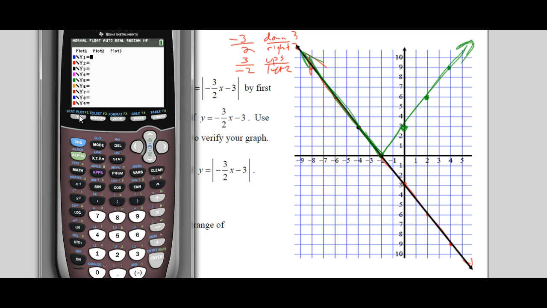We're going to go to y equals. We are going to graph negative 3 halves x. So I'm going to put down a bracket there. Go negative 3 divided by 2, x minus 3. And we're going to graph that in blue. So we're just going to look at the graph.